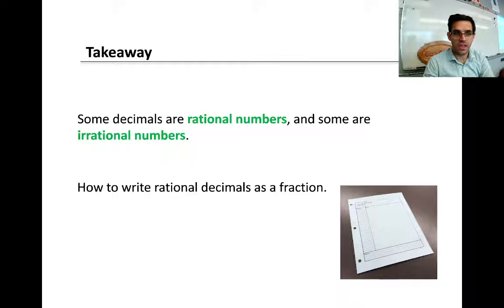Takeaways: we can take any rational decimal and turn it into a fraction. And with a little help of algebra, that makes that possible. So thank you, algebra, for being useful, I think.